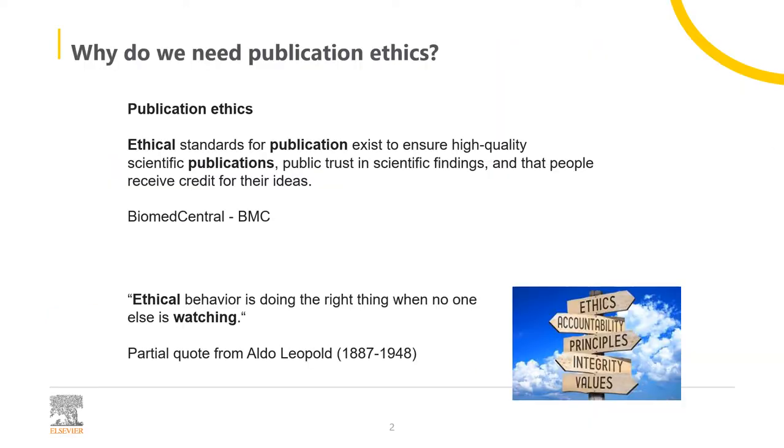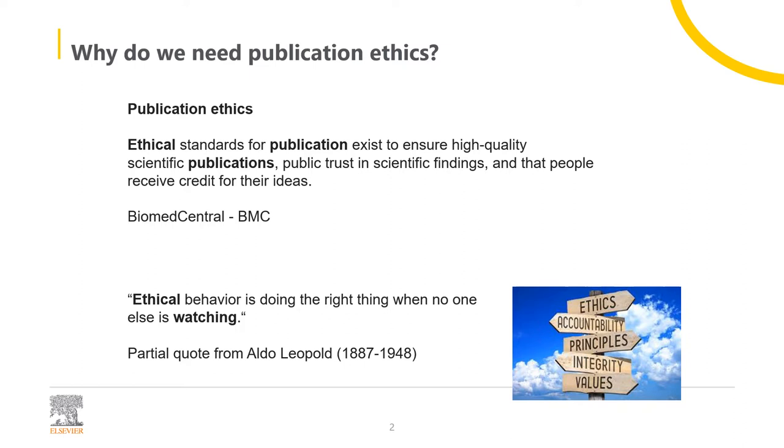First of all, why do we need publication ethics? Well, publication ethics exist to ensure high quality scientific publications, public trust in scientific findings, and that people receive credit for their ideas. So publication ethics is a multifaceted concept, and to some extent it's quite separate from the issue of research ethics, although ethical issues in research can have an influence and come under publication ethics under some circumstances. In this presentation, I'm going to be dealing purely with aspects of publication ethics.